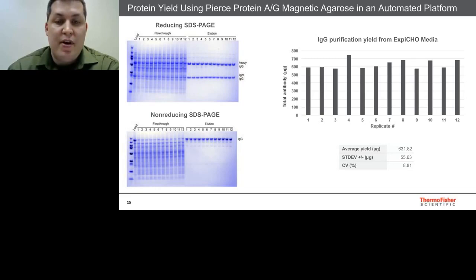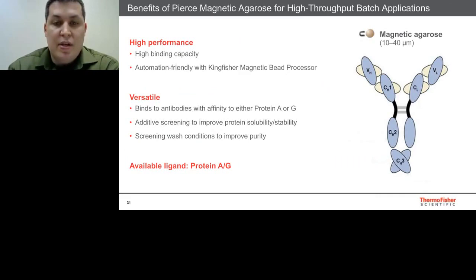The results on the right show the total yield from each purification, and as you can see, we had a high degree of reproducibility. In summary, our Pierce protein AG magnetic agarose resin is a high capacity, high purity IgG resin that allows for easy automation and also has a broad IgG specificity to accommodate most IgG isotypes. Next, we will discuss resins that are suitable for column chromatography.